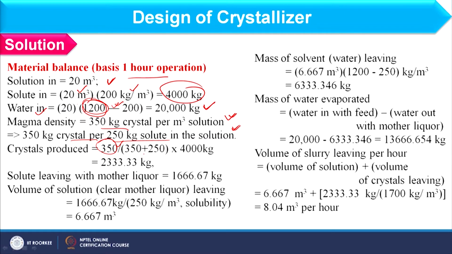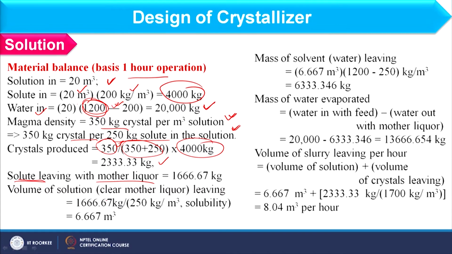density, right, divided by total solute which is available in magma, which is available in feed. So, that is basically 350 plus 250 per meter cube, right, and we have a total of 4000 kg solute. So, how much crystal can we obtain? As 2333.33. Okay.